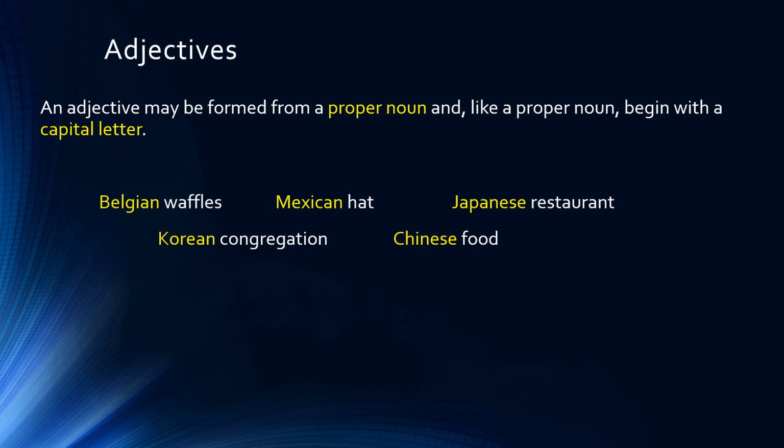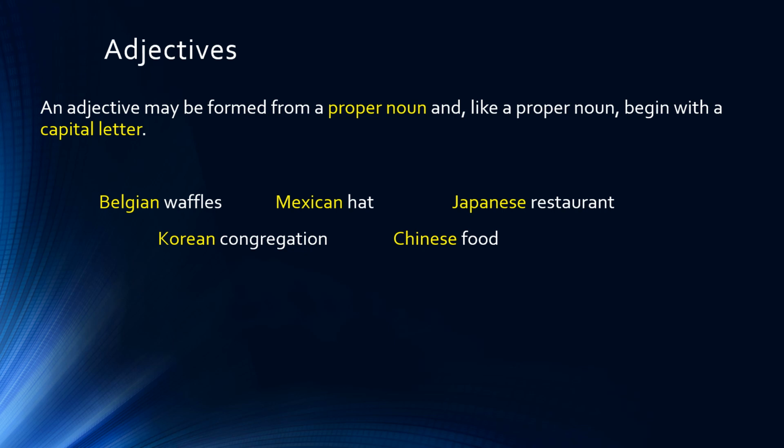An adjective may be formed from a proper noun, and like a proper noun, when it is used in that way, it will begin with a capital letter. You see the examples I have on the screen. Belgian waffles, Mexican hat, Japanese restaurant, Korean congregation, Chinese food. Now, these are adjectives that are modifying these nouns: waffles, hat, restaurant, food, and congregation.